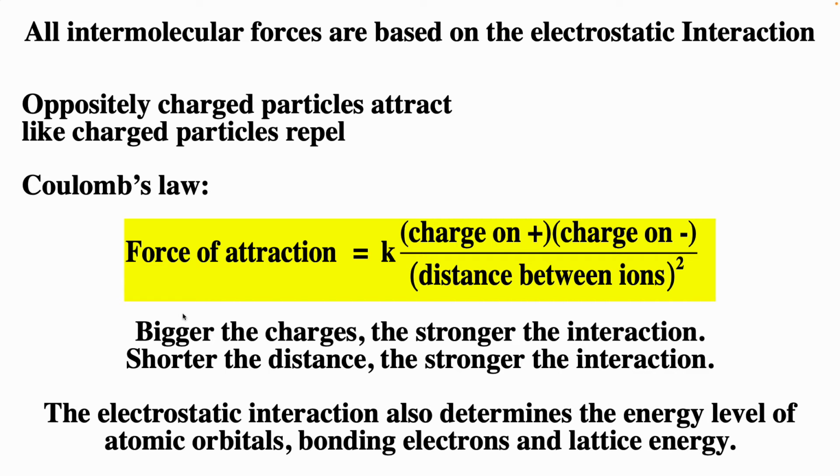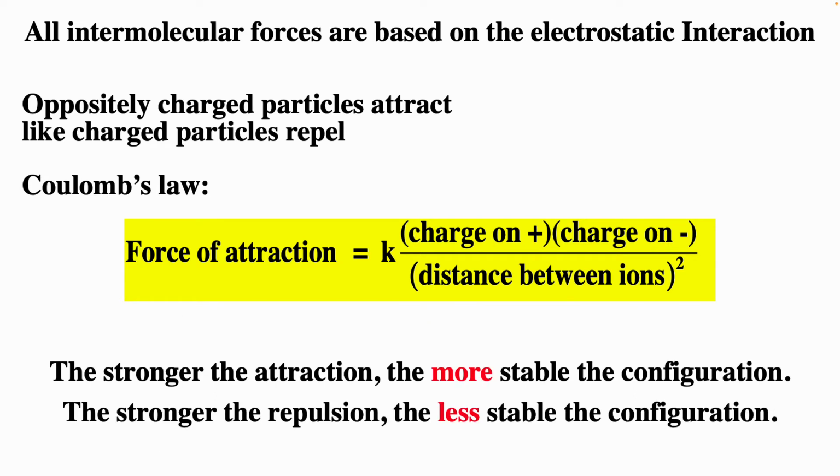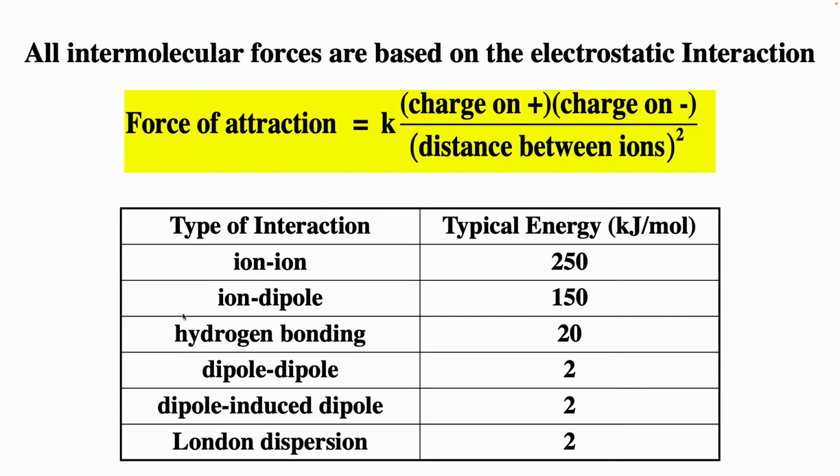We saw previously that the electrostatic interaction determines energy levels of atomic orbitals, bonding of electrons, and lattice enthalpy. The stronger the attraction, the more stable the configuration. The stronger the repulsion, the less stable. And so all intermolecular forces are based on electrostatic interaction. And so we can understand their relative energies by thinking about Coulomb's law.